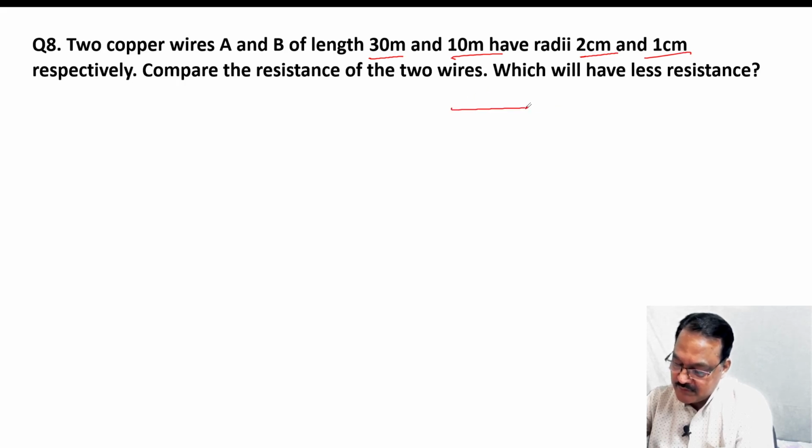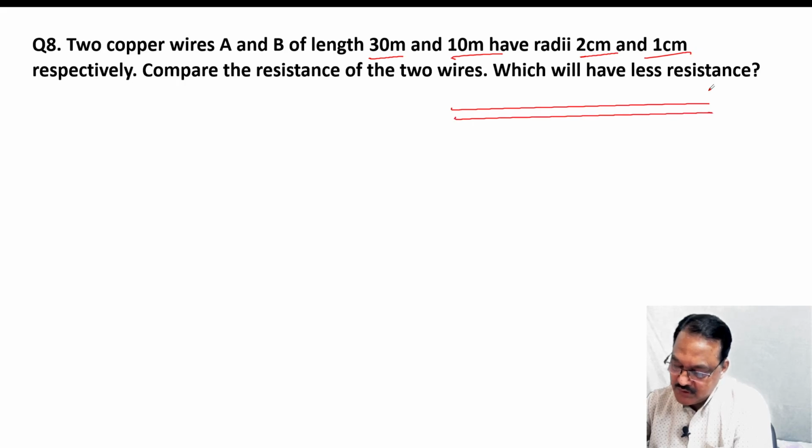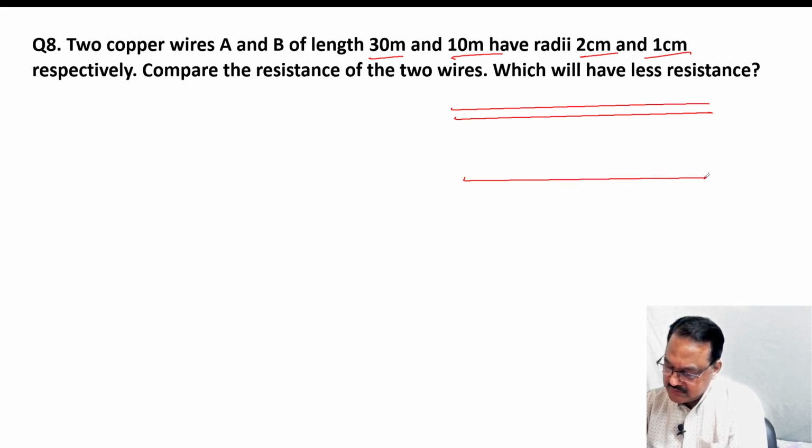First, we have to draw one, just for simplicity for us, because here two wires are given having different radii, means radius is differing here. One is having just double of another, you can say.